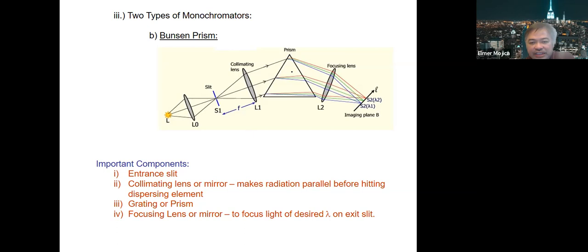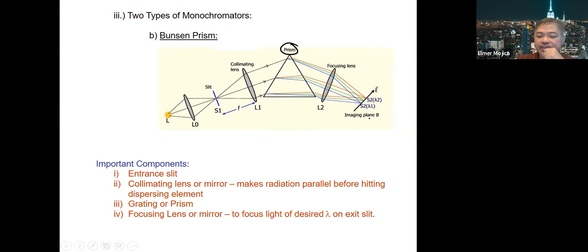Okay, and then it passed through what we call the prism. So instead of the gratings, you have here a prism. And then into the prism, it will what? Separate into different colors. And then the focusing lens will focus more on the color that you have there. And then once you have it here, that's where you're going to make the source exit.